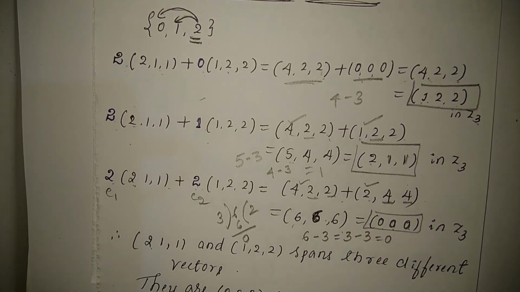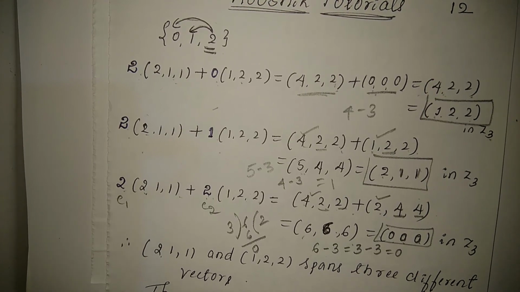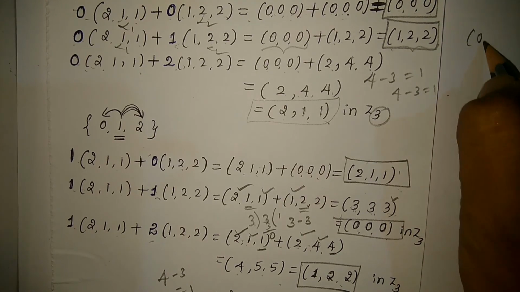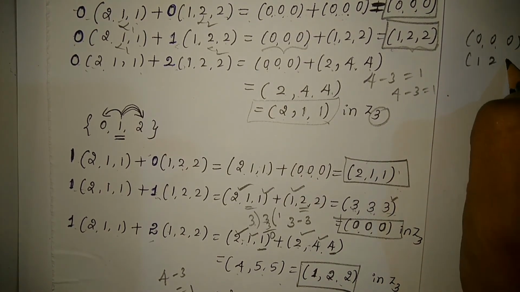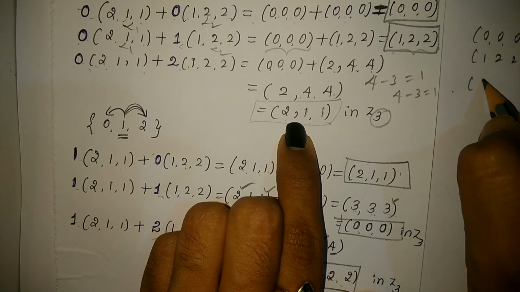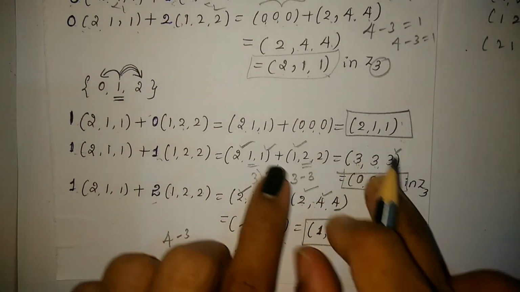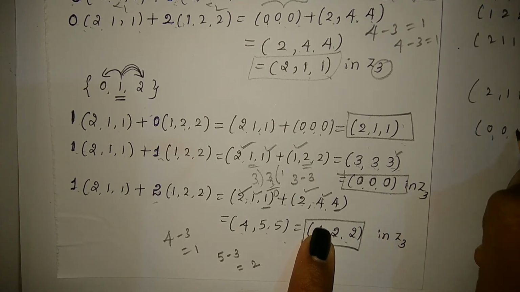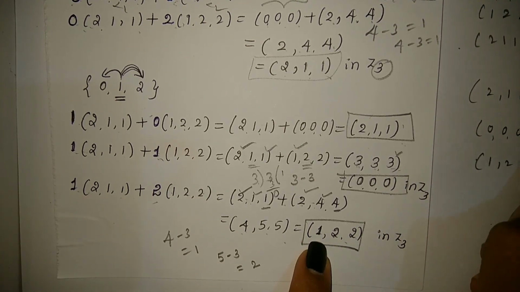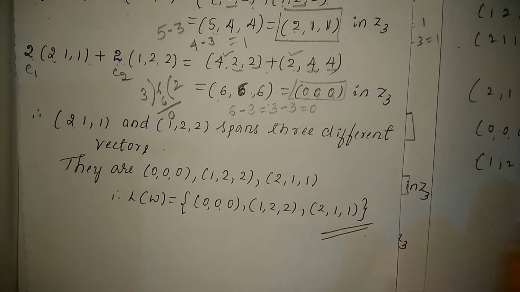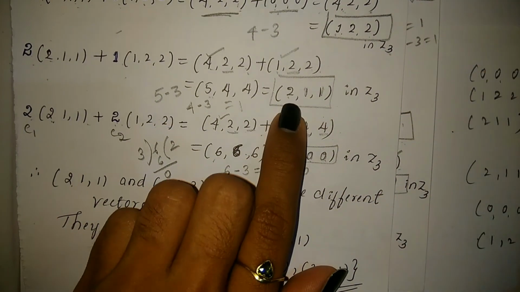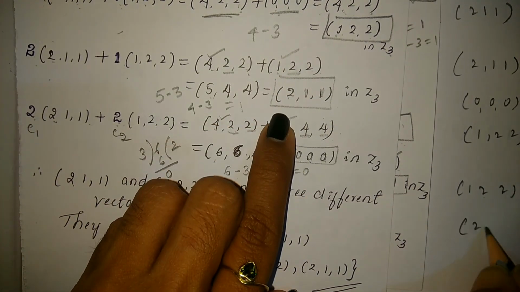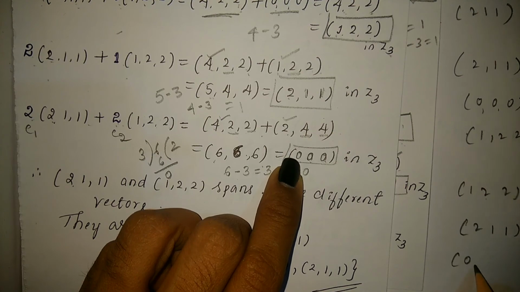So now, what are the possible elements for these? In the previous page, I got 0, 0, 0, 1, 2, 2 and 2, 1, 1. Is it okay? So for this set, I am getting 2, 1, 1, 0, 0, 0 and 1, 2, 2. In the next page, for the last case, I get 1, 2, 2, 2, 1, 1 and 0, 0, 0.